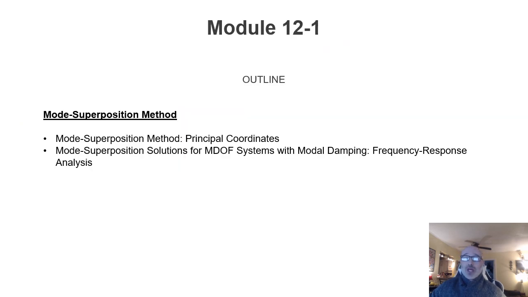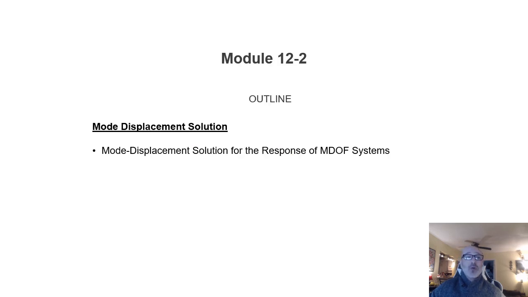So we're going to break this down in a couple different sections. The first section from this module will be module 12.1. So again, with this one here, we're going to focus primarily on the superposition method, look at the principal coordinates, and some solutions for multi-degree of freedom systems, looking at the frequency response analysis. In 12.2, we go on to the mode displacement solution for the response for these multi-degree of freedom systems.